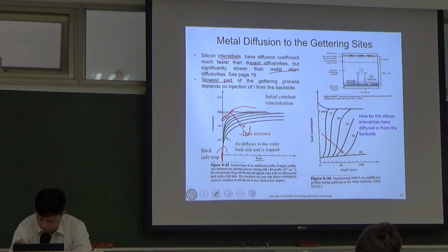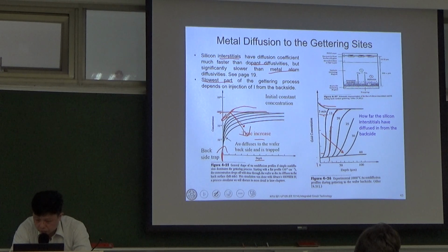Again, if we increase this time, this is the simulation, and this is the experimental data. So this is originally the profile, and then you increase from 5 minutes to like 60 minutes. We can see at this backside, the gold concentration will drop quickly, right?